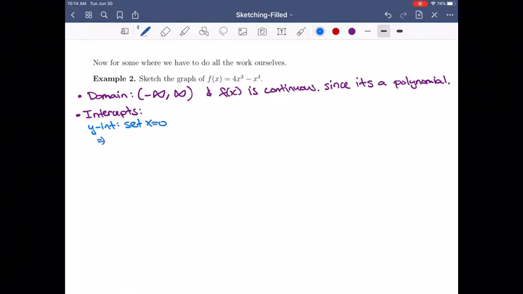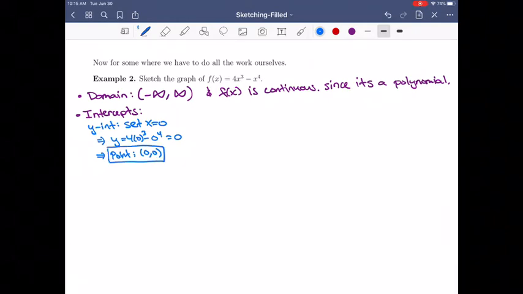So that means that y is equal to 4 times 0 cubed minus 0 to the 4th. That's just 0. So we get a point at (0, 0). This is also an x-intercept. But let's see if there's any more x-intercepts, because there could be.